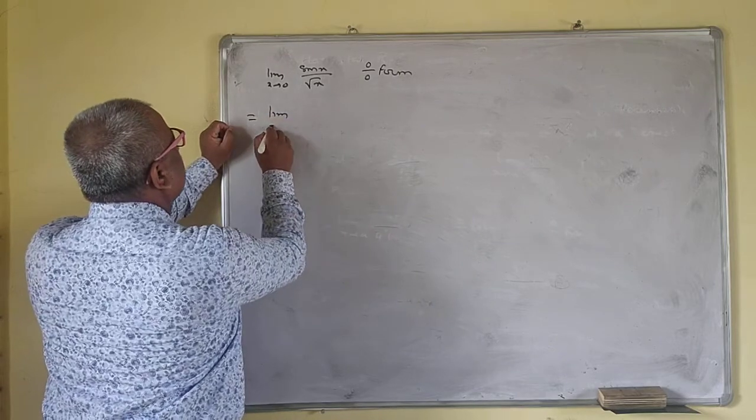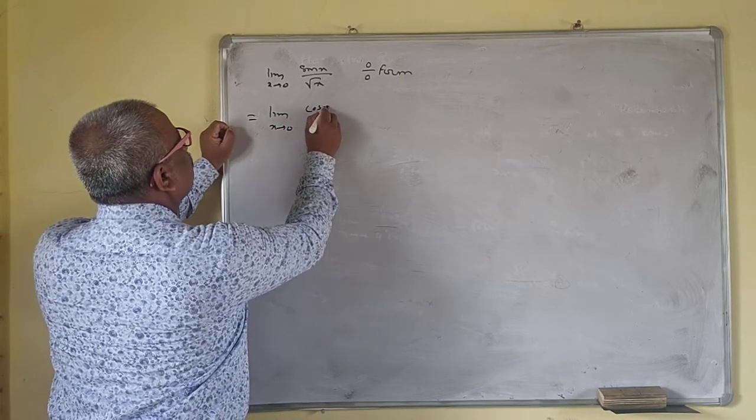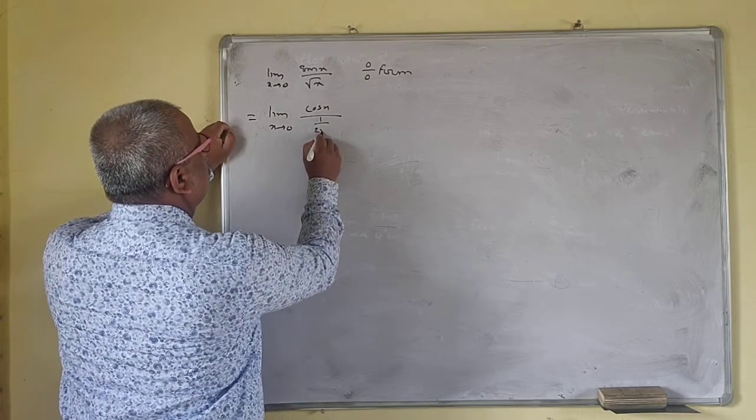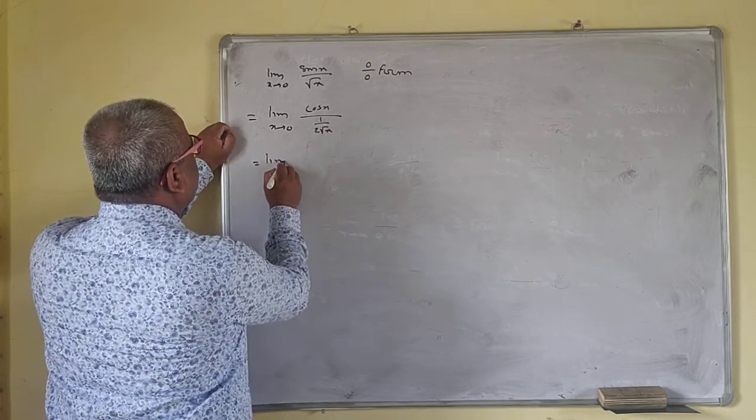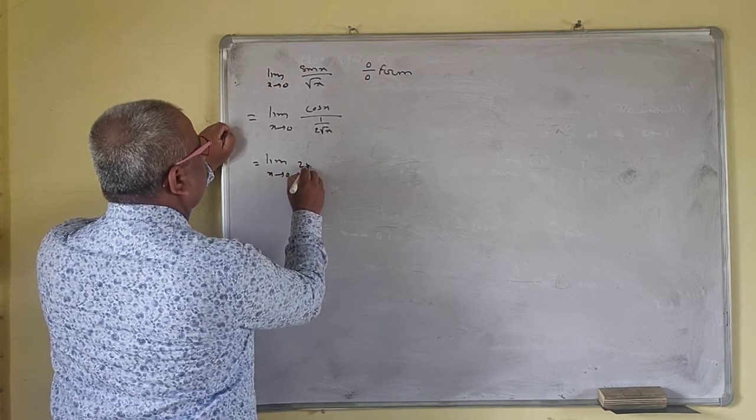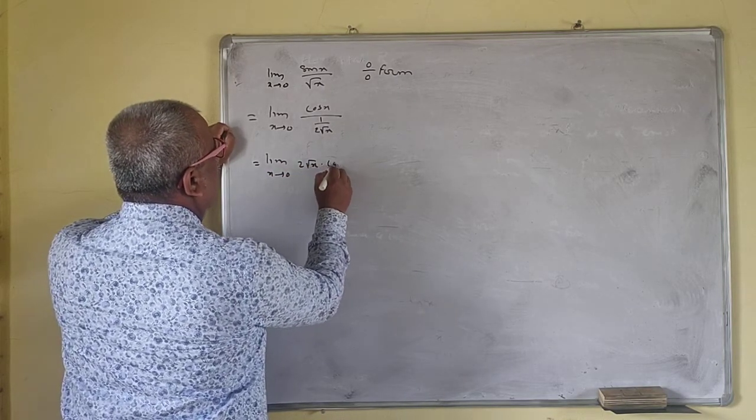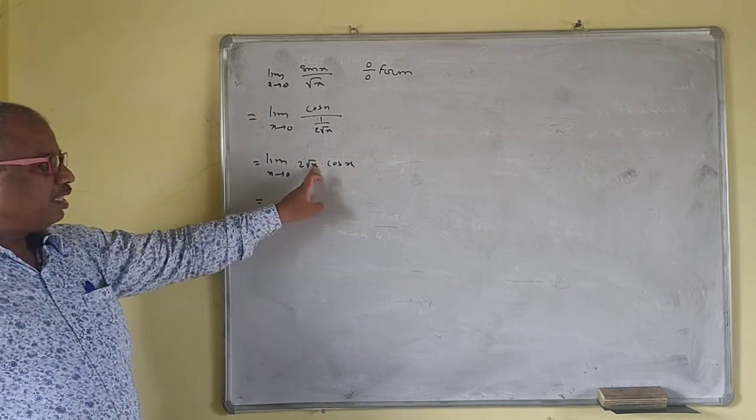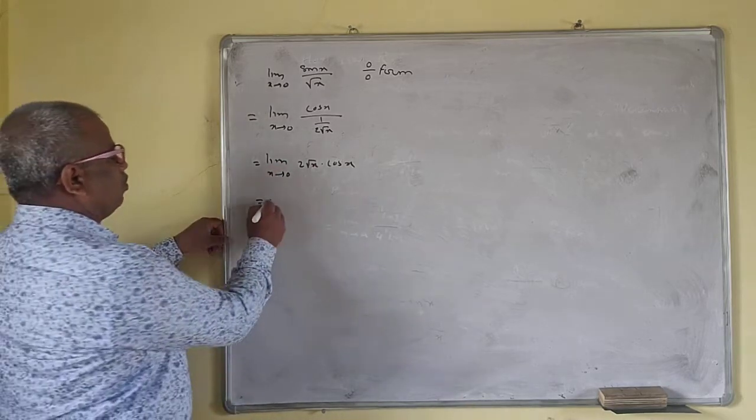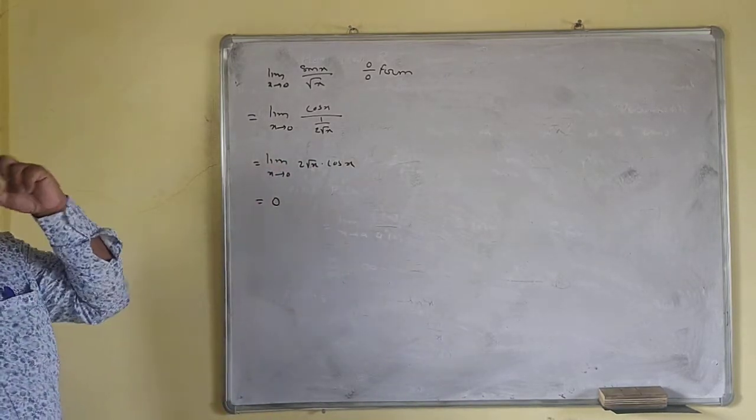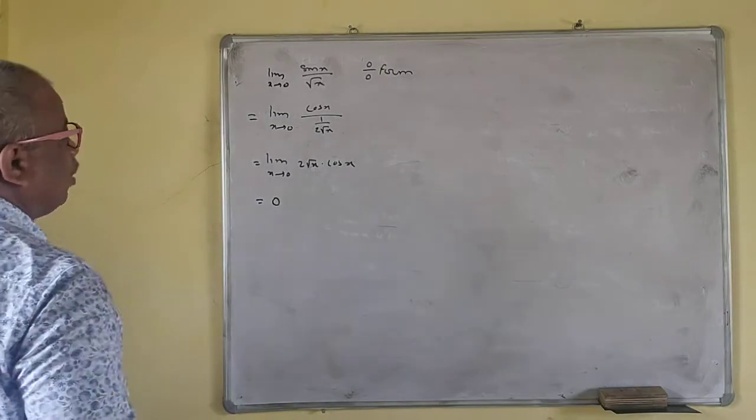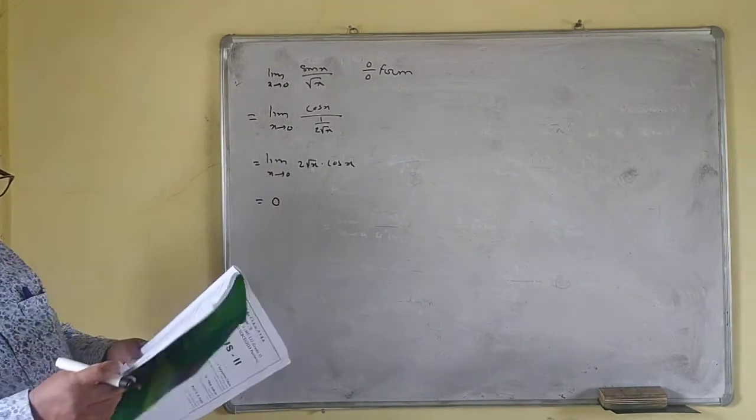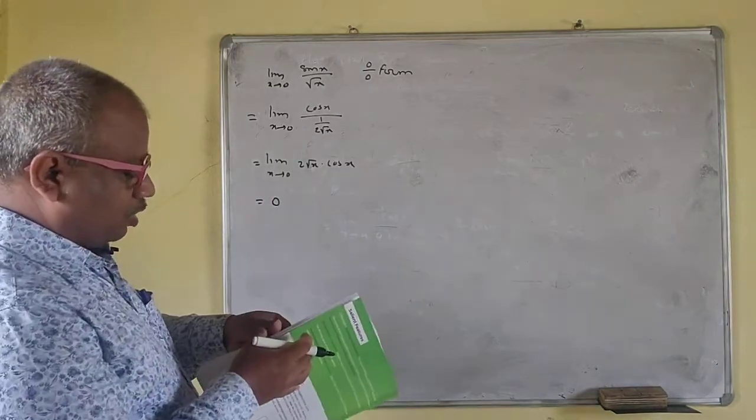By L'Hospital's rule, this is the limit as x tends to 0 of cos x upon the derivative of root x, which is 1 upon 2 root x. You can simplify this: limit x tends to 0 of 2 root x into cos x. Now this is not 0 by 0 form. cos 0 is 1 and root 0 is 0, so the value is 0. Very simple. With the help of L'Hospital's rule, you can easily evaluate the limit.